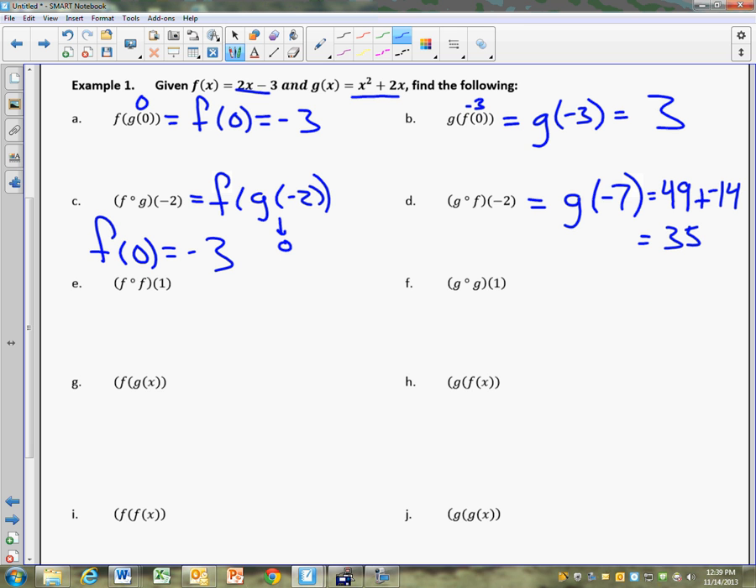This circle thing means the same as that. So if you see this circle thing, it means that you are putting g inside of f. The circle means you're putting g inside of f.